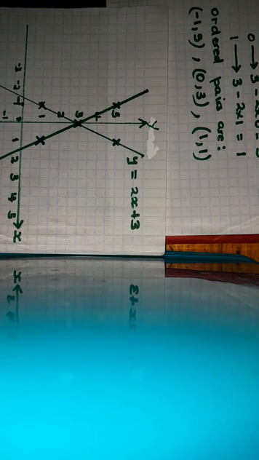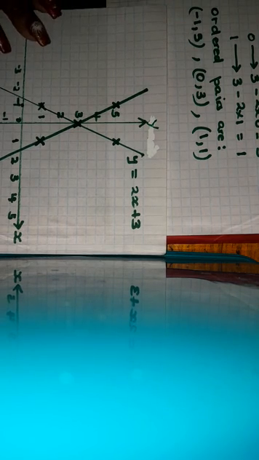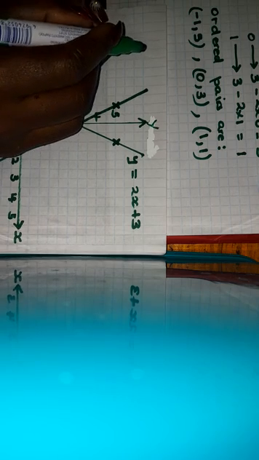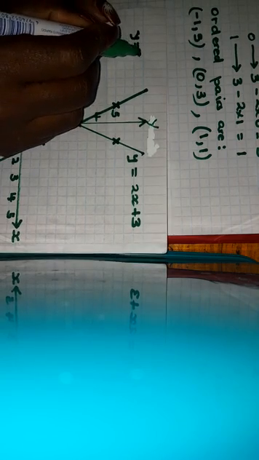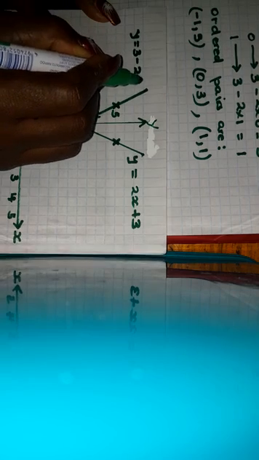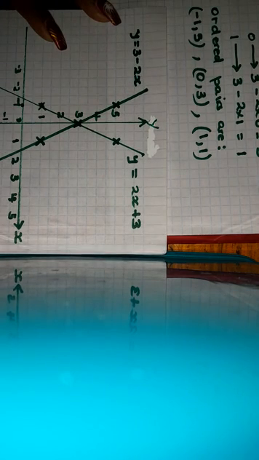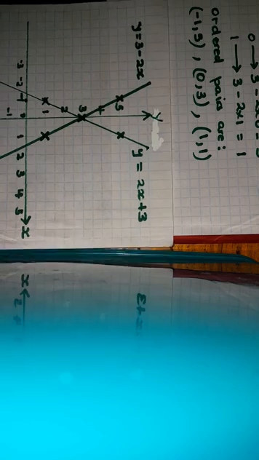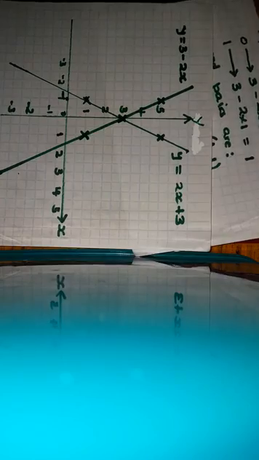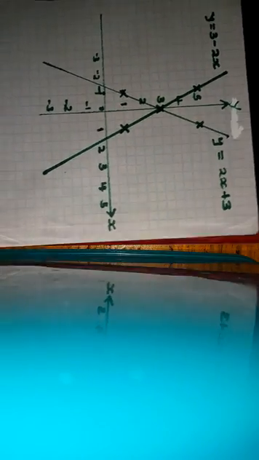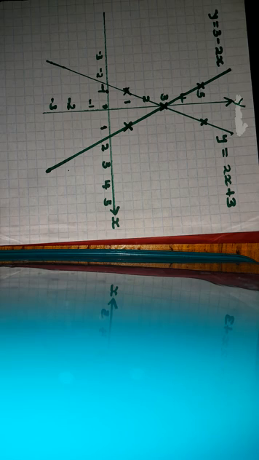Again, don't forget to label your graph. This graph is y is equal to 3 minus 2x. So now we have done the first part. First part has been done. This is the graphs. They are drawn on the same axis.